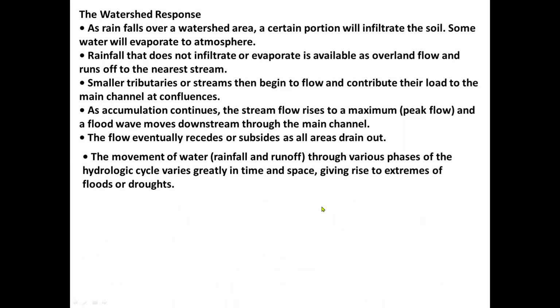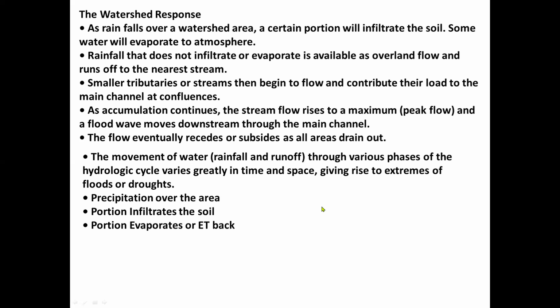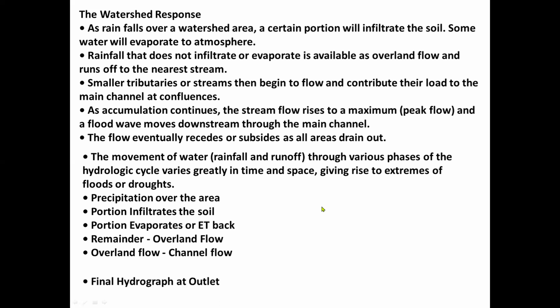The movement of water or rainfall and runoff through various phases of the hydrologic cycle varies greatly in time and space, giving rise to extremes of floods or droughts. Precipitation over the area: a portion infiltrates the soil, a portion evaporates or ET back, and the remainder is overflow or overland flow. Overland flow goes to channel flow, and finally the hydrograph at the outlet.